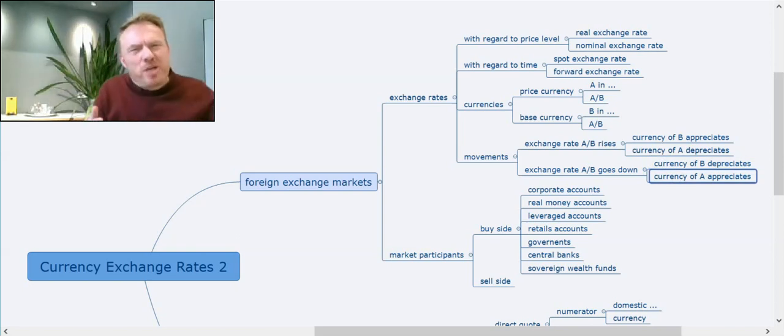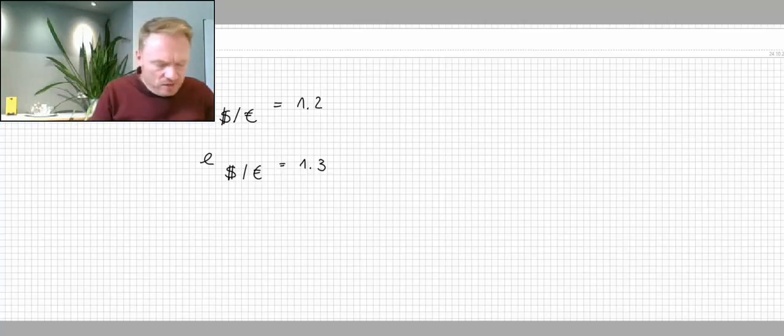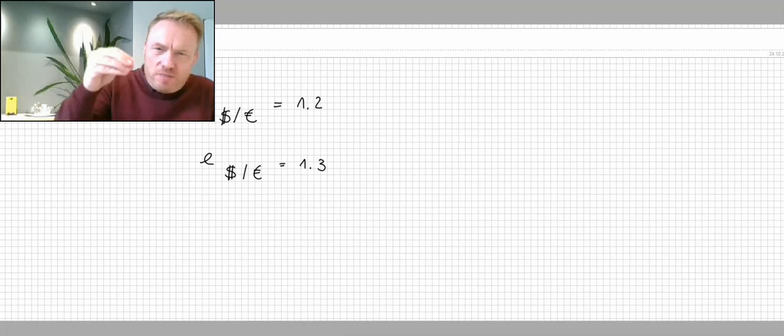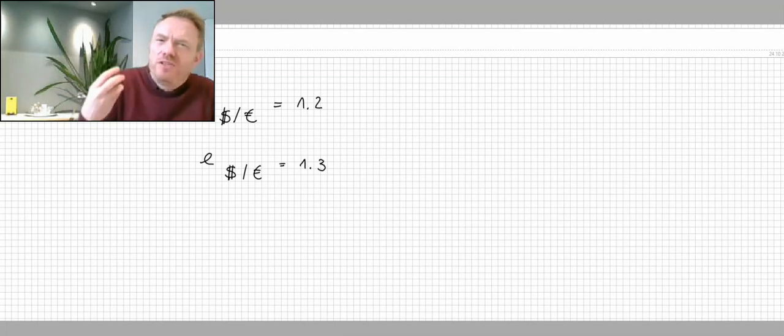Think about it again. From 1.2 to 1.3, the American needs to pay more for 1 single euro, which means the price of the euro went up. And so the euro appreciated, whereas the dollar depreciated.